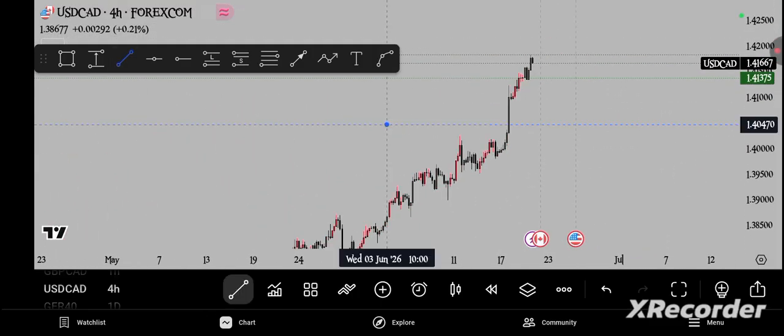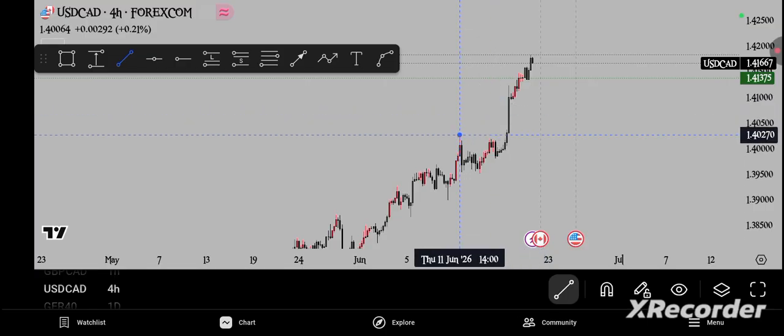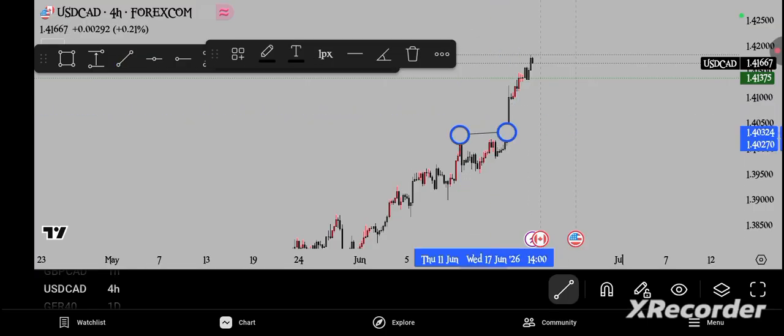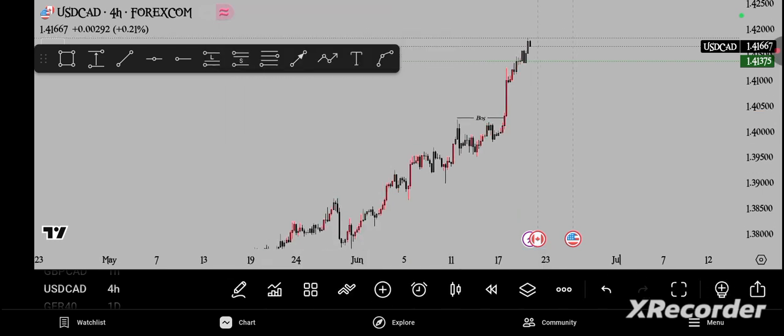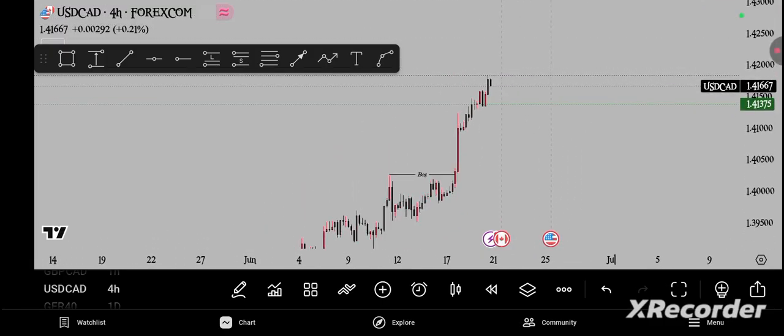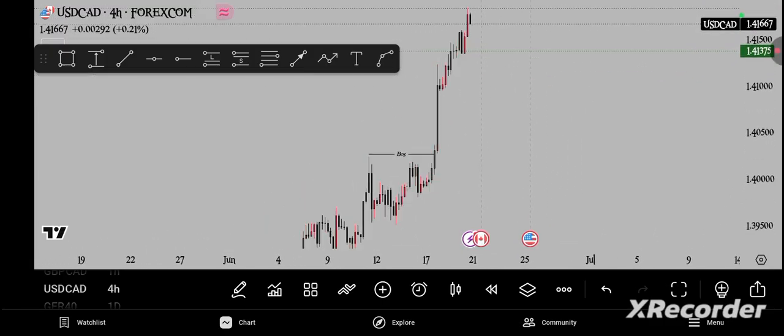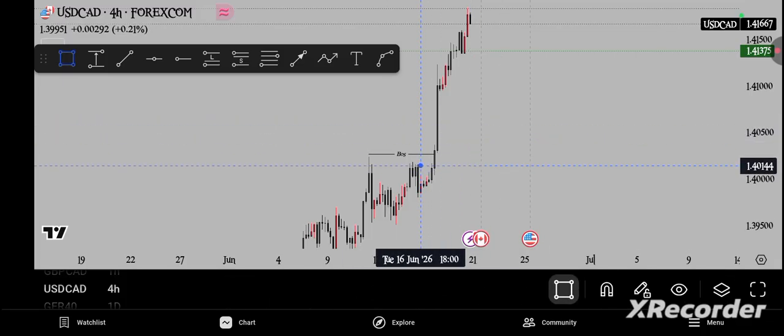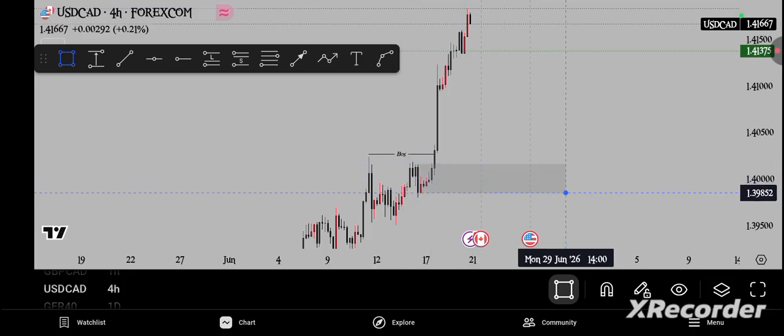So this was where the last break of structure occurred. Here was the base before the rally. So in essence, this whole area will be used as my supply.